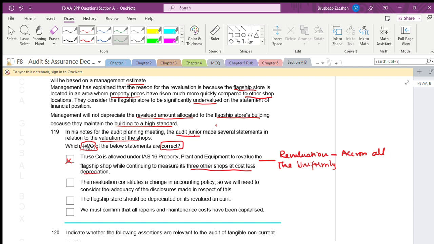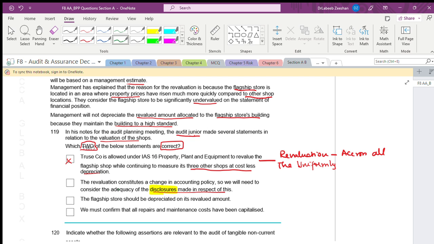The revaluation constitutes a change in accounting policy, so we will need to consider the adequacy of the disclosures made in respect of this. Whenever you are making a change in policy, because the accounting policy is changing, more importantly, we have to make a disclosure in the notes to the accounts. That is one of the basic requirements.